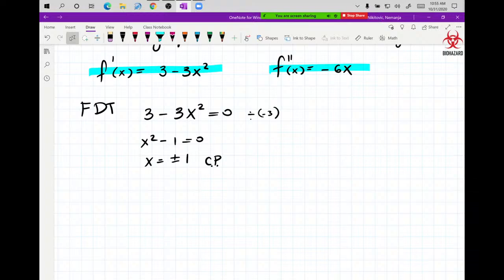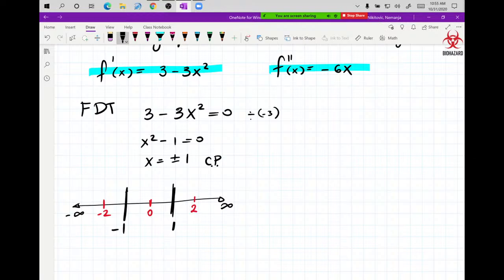So partition immediately. Where do I partition? On critical points and vertical asymptotes. I don't have vertical asymptotes. So my negative infinity to positive infinity domain is partitioned at negative 1 and positive 1. Test points, clearly -2, 0, and 2.